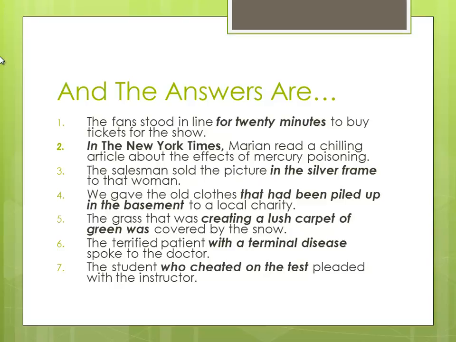5, the grass that was creating a lush carpet of green was covered by the snow. 6, the terrified patient with a terminal disease spoke to the doctor. And 7, the student who cheated on the test pleaded with the instructor. For 6 and 7, they were quite bad the way they were, because it said, of course, the doctor had the terminal disease, and 7 said that the instructor cheated on the test. And that just doesn't make sense. Why would the instructor ever need to cheat on the test?